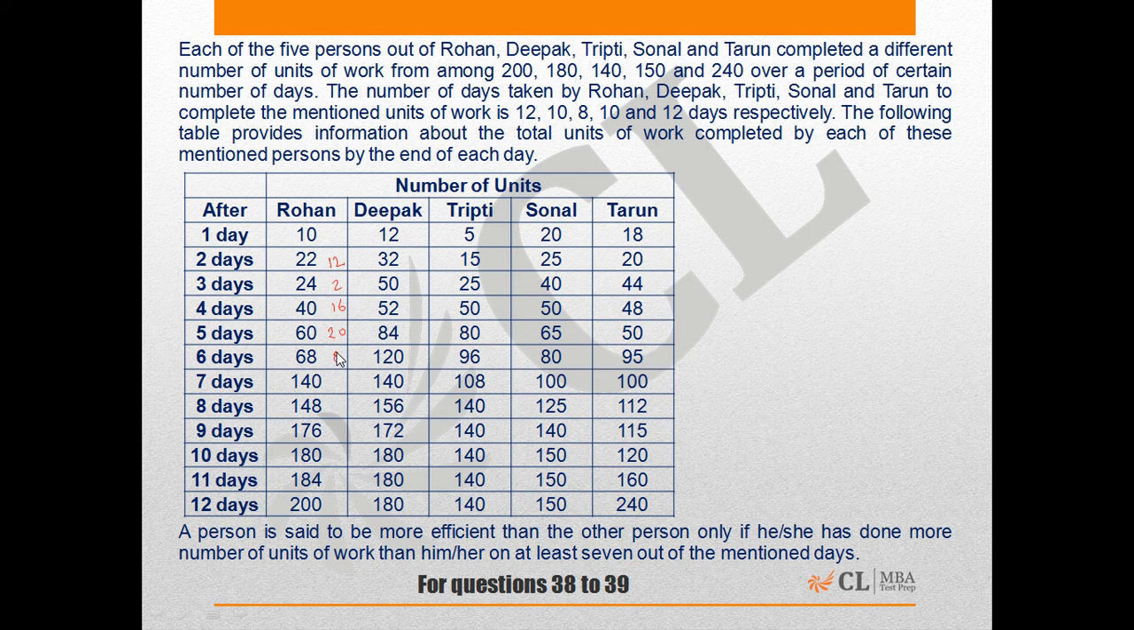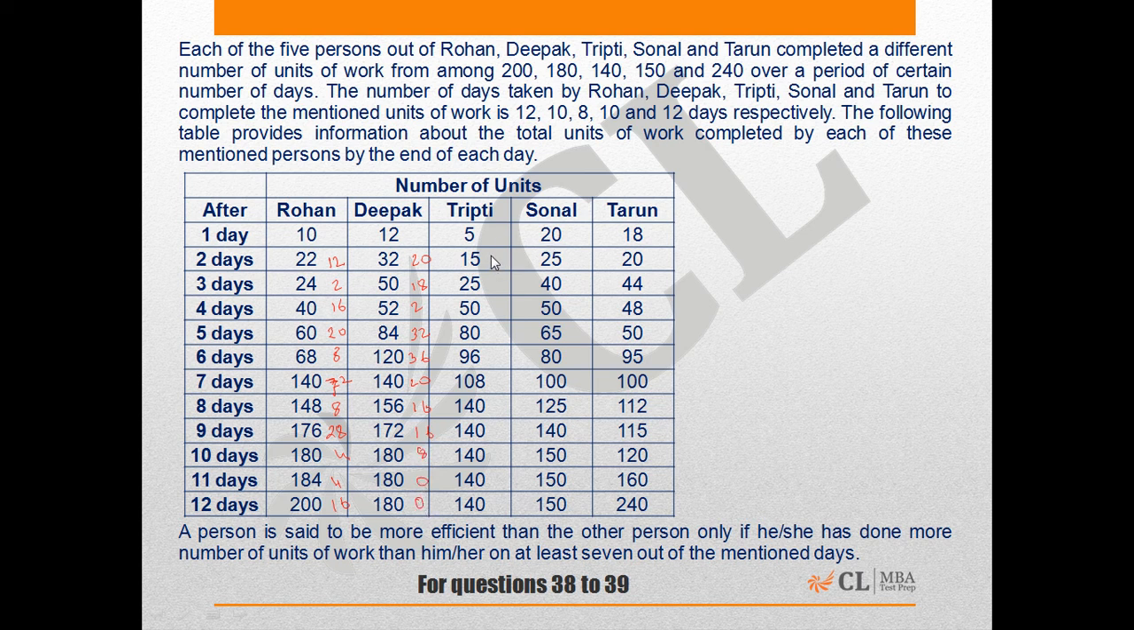then 20, then 8, then 72, then 8, then 28, then 4, then 4, then 16. For Deepak, it is 12, then 20, then 18, then 2, then 32, then 36, then 20, then 16, then again 16, then 8, then 0, then 0.